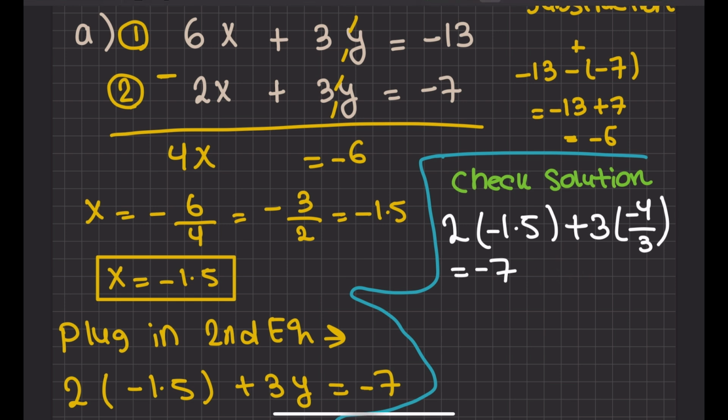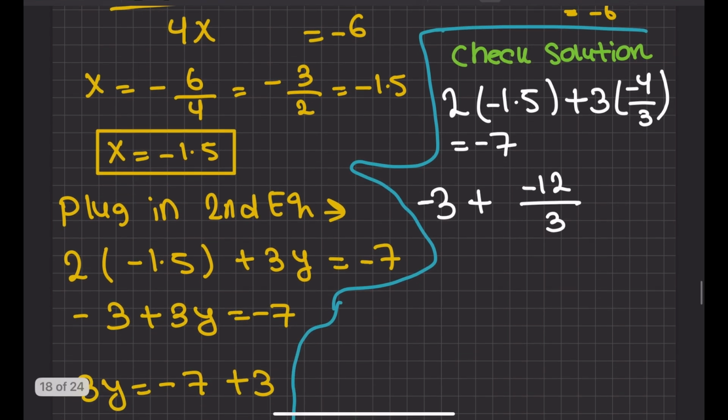So let's see. 2 times negative 1.5 is negative 3, plus, it's going to be 3 times negative 4 and 3 times 1. So it's going to be plus negative 12 divided by 3. Here I forgot to put the negative. See, even I forgot that. These are very, very important because if you make a mistake here, you're not going to get the correct answer.